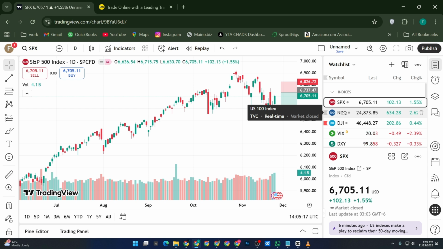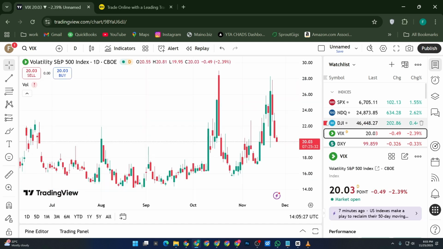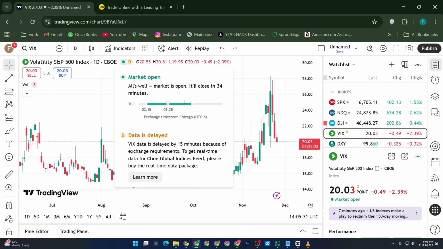Many cryptocurrencies are already free and live, which is great for fast trading. If you see a D next to a symbol, it means the data is delayed, usually by 10 to 15 minutes for stocks and futures from major exchanges like NASDAQ or NYSE.